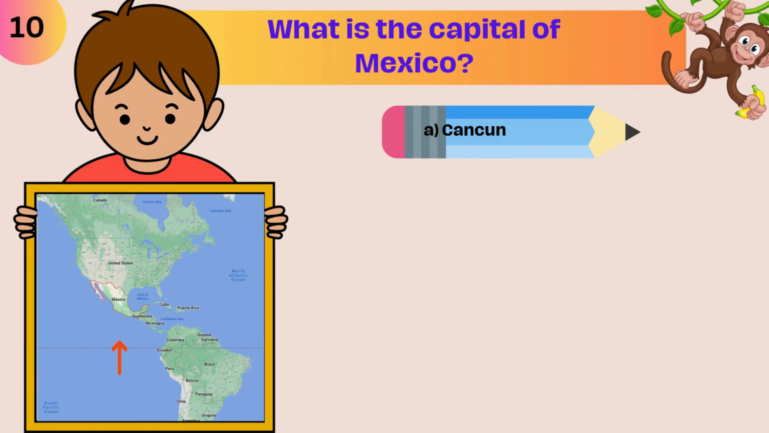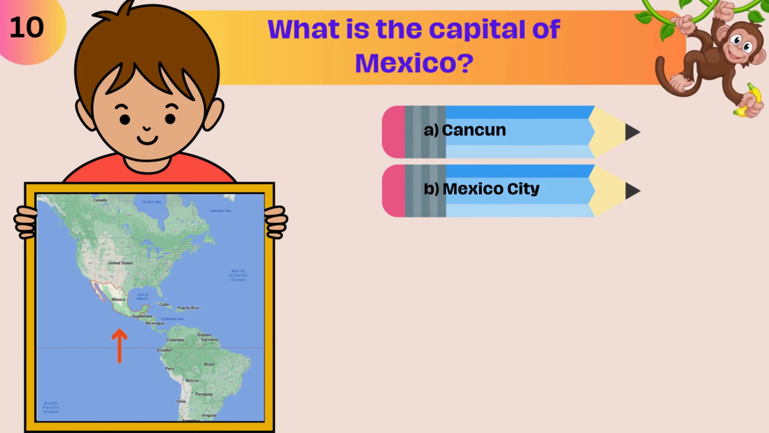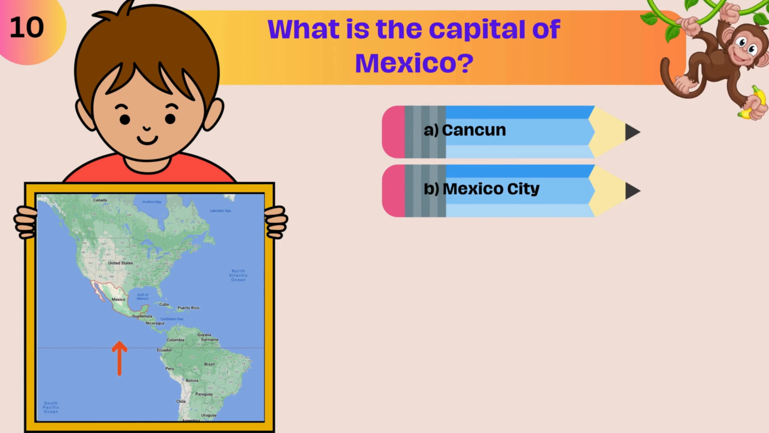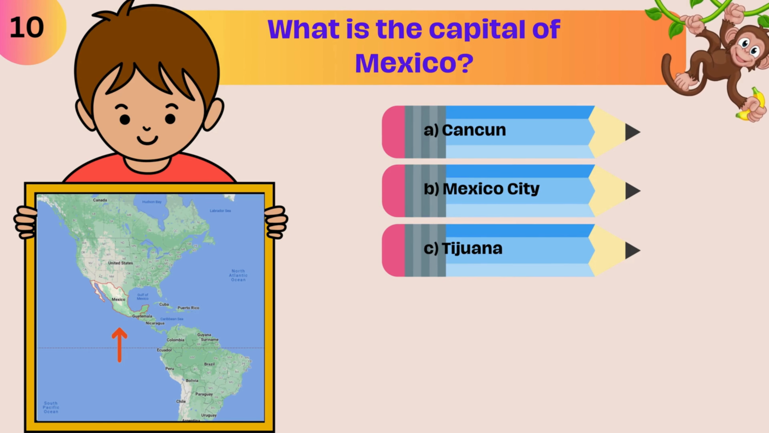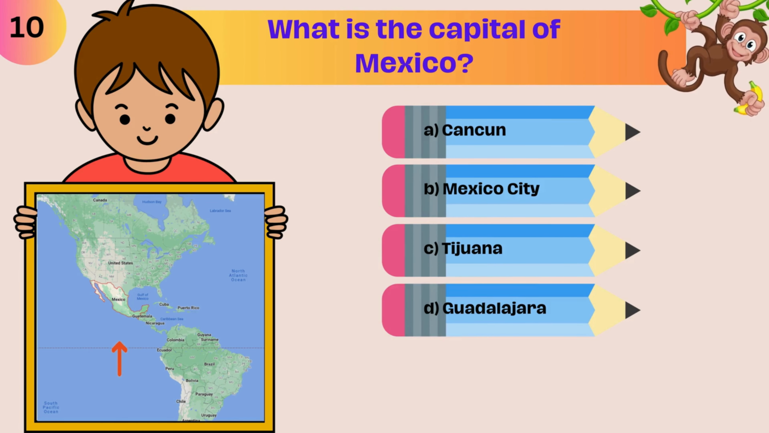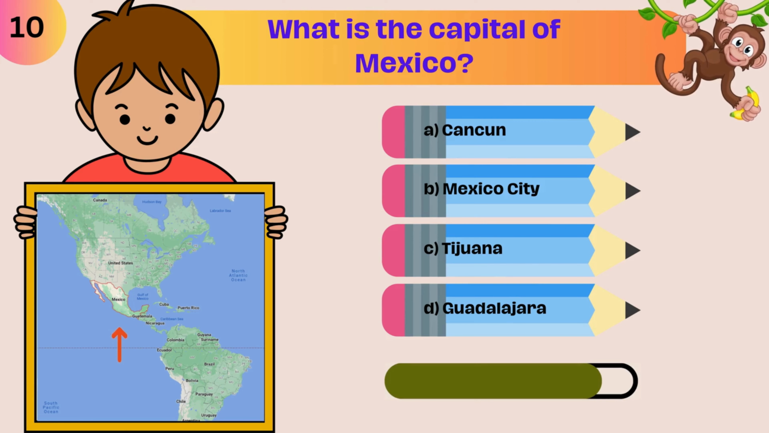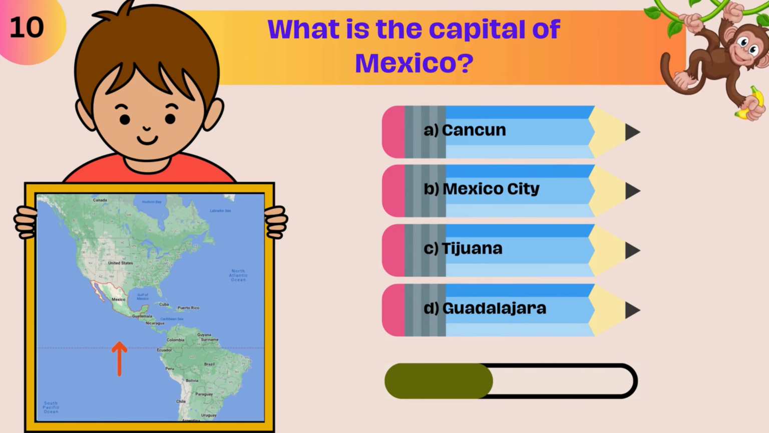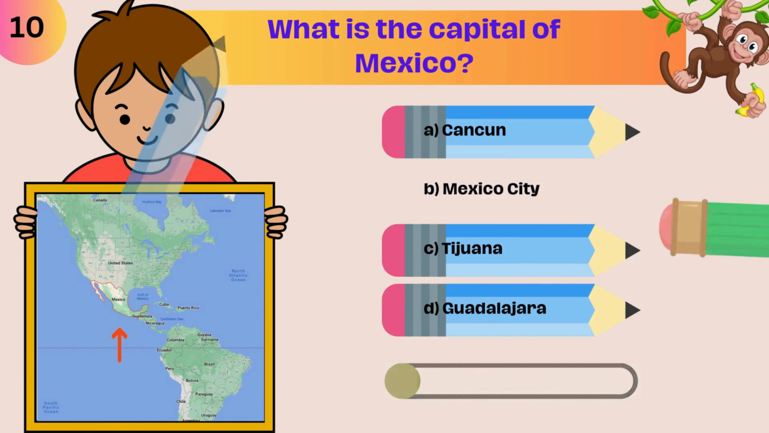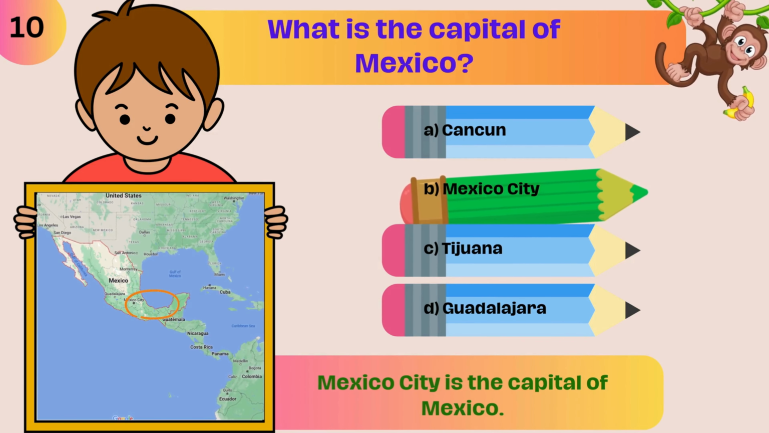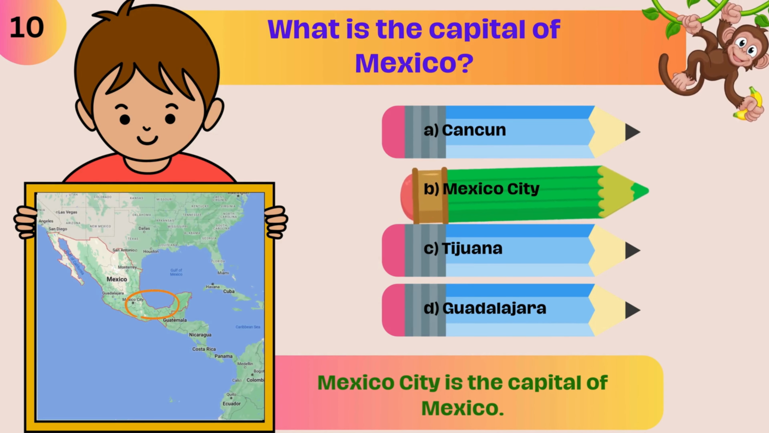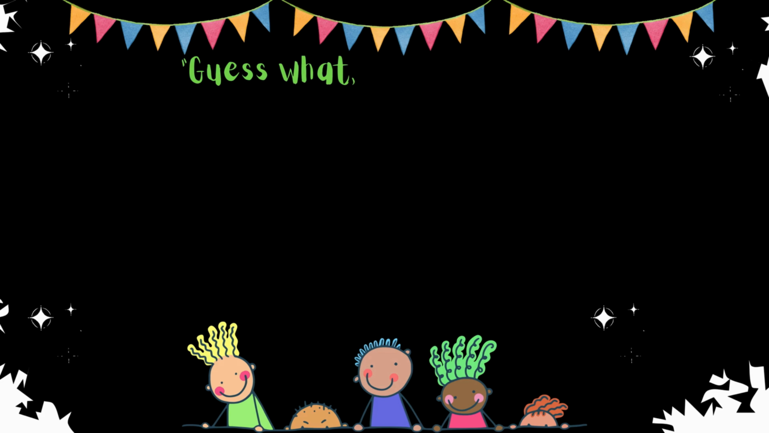What is the capital of Mexico? A. Cancun. B. Mexico City. C. Tijuana. D. Guadalajara. The right answer is B. Mexico City.